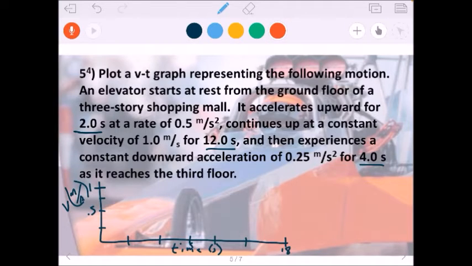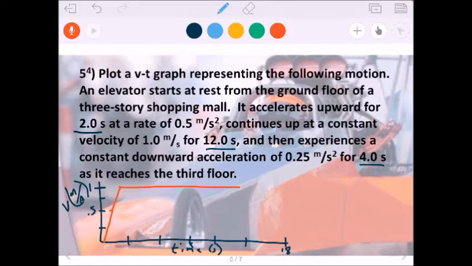For the first 2 seconds, it increases at a rate of 1/2 meter per second. Now, that means after the first second, it is traveling 1/2 meter per second. After the second second, it's up to 1 full meter per second. It travels at that rate for the next 12 seconds, so from time 2 to time 14.